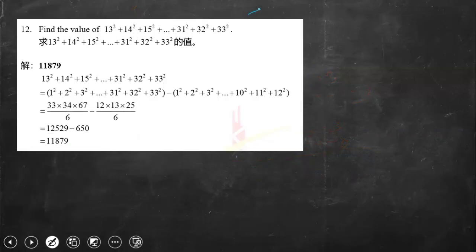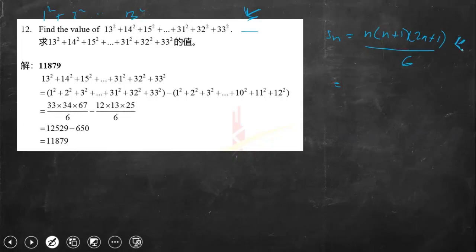Find the value of this. So we just discussed the sum of squares, right? It's S of n equal to n times n plus 1 times 2n plus 1 over 6. We know that, and here you're adding 13 squared to 33 squared. So it's not starting from 1, diba? It's missing some terms. But that doesn't mean I can't use the formula.